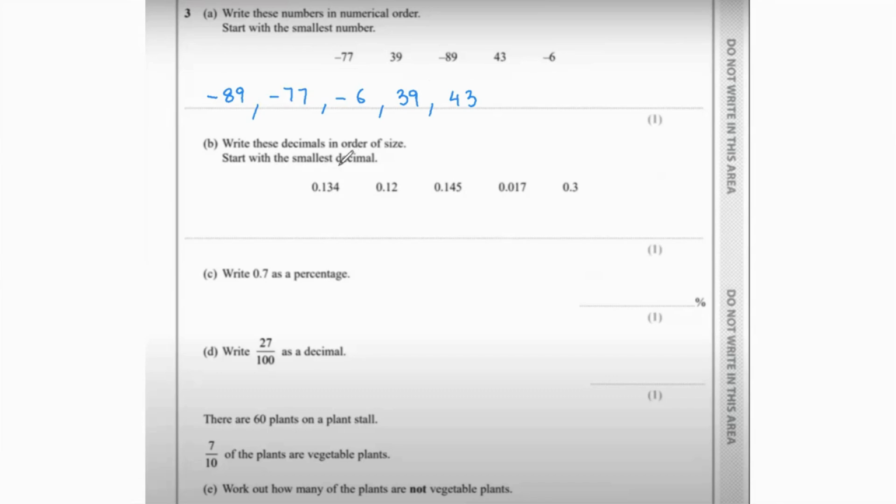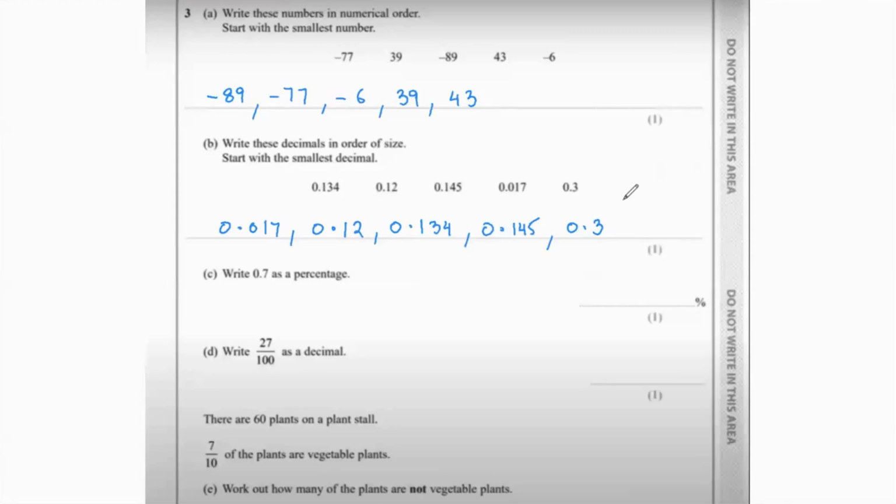Then it says write these decimals in order of size, starting with the smallest decimal. So the smallest decimal over here is 0.017. Then we have 0.12, 0.134, 0.145, and lastly 0.3. When comparing decimals, you're supposed to compare your first decimal place.